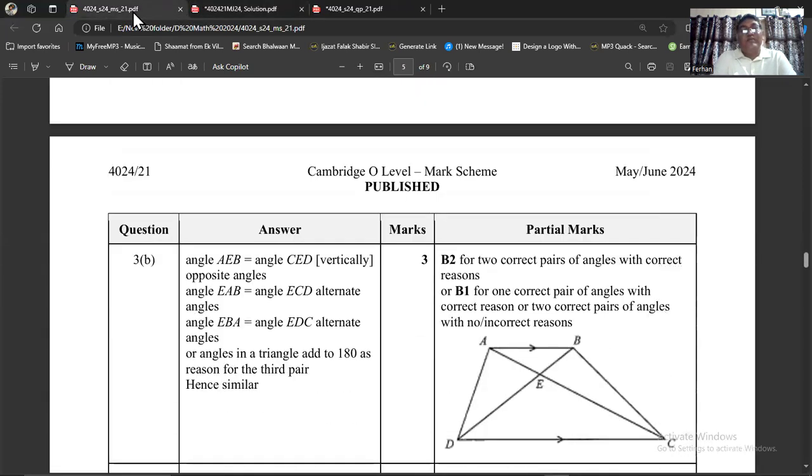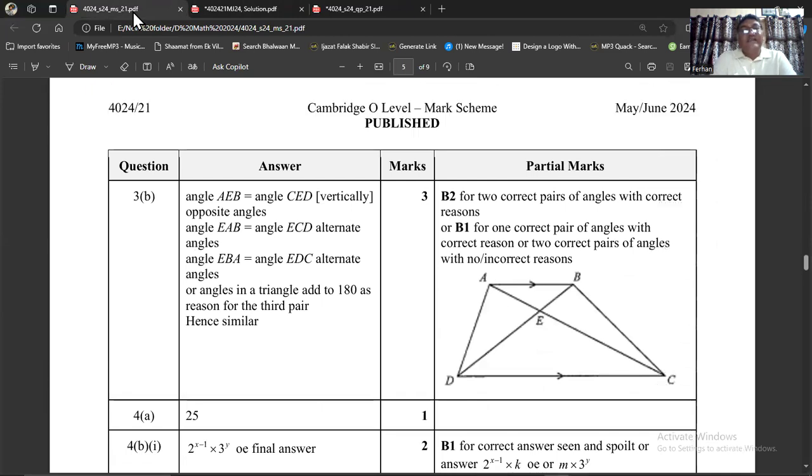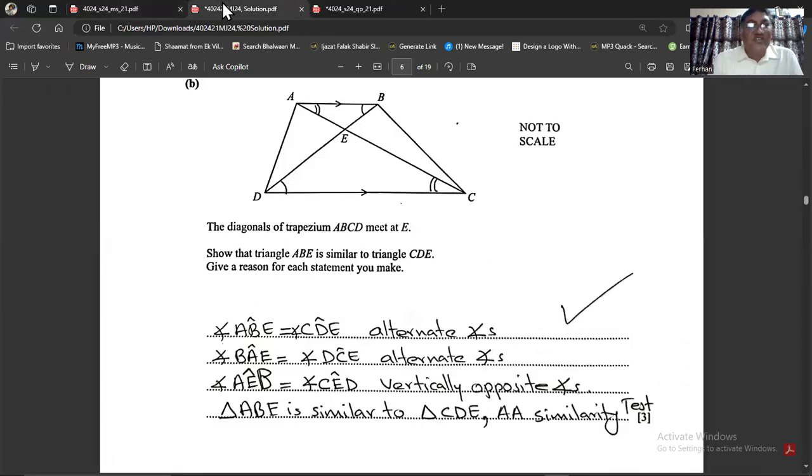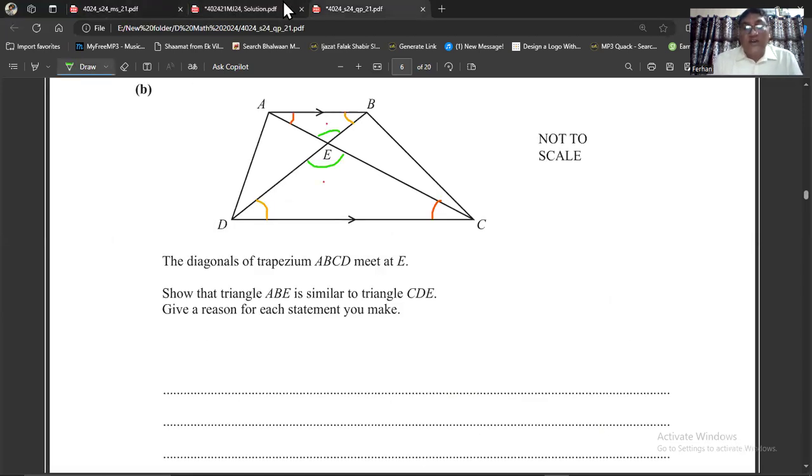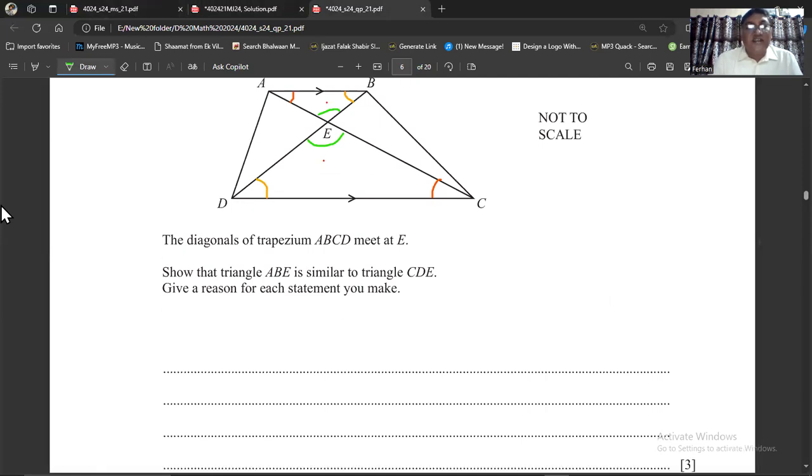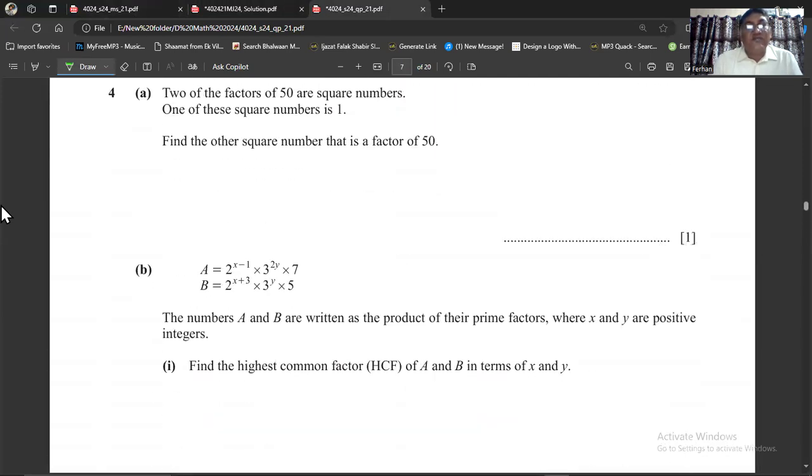Let me show you from the marking scheme. Here you can see the marking scheme for question number 3, B part. If you need more time, just pause the video and take your time. So this is how we have written the solution. I hope you understand. So we are going to the next question, and that question is question number 4.